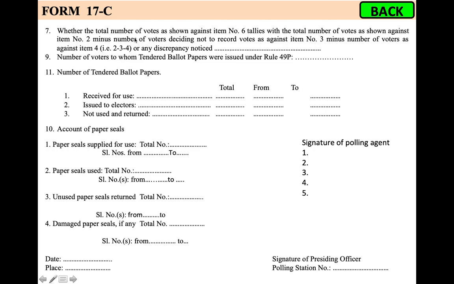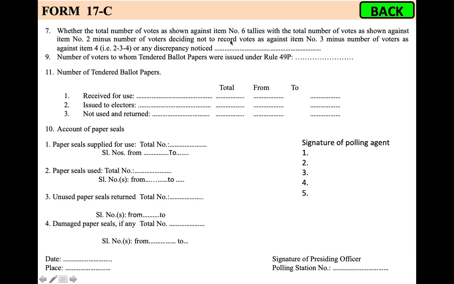That is, the total number of votes recorded in the control unit has to be equal to the total number of votes that is in Form 17A. What's in 17A? 17A is the actual voters that had turned out in the polling station on the poll day. So here you just have to write yes or no.